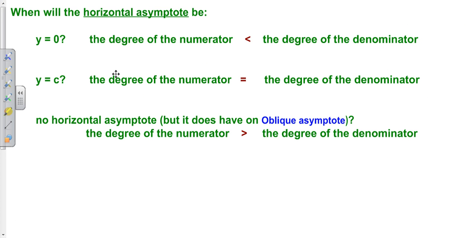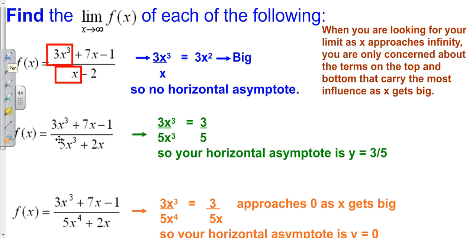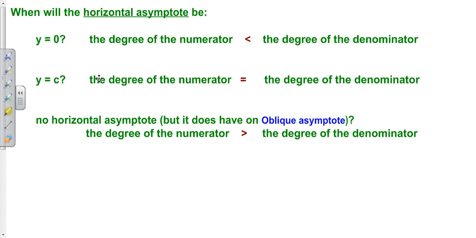So to summarize that, when the degree of the top is less than the degree of the bottom, it's always y equals 0. When the degree of the top is greater than the degree of the bottom, and that would be like our last problem we did, there is no horizontal asymptote, but there would be an oblique asymptote. When the degree of the top and the bottom are the same, then it's just y equaling a number. And so then you've got to take the leading coefficient here divided by the leading coefficient here, and that's the number that we would have.